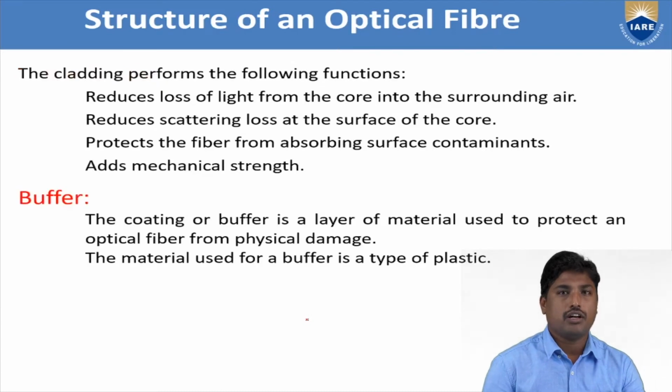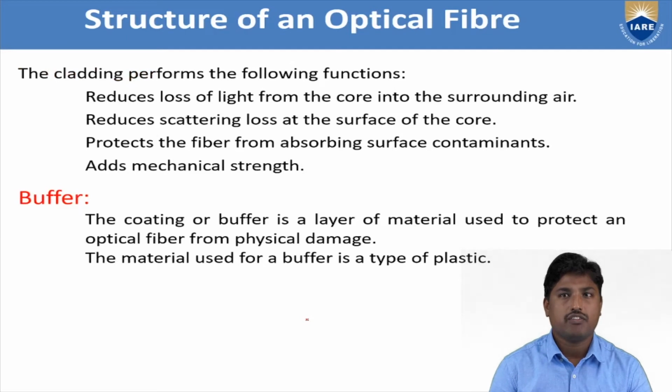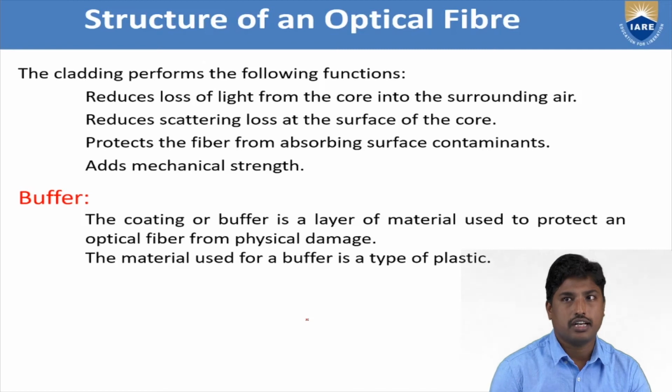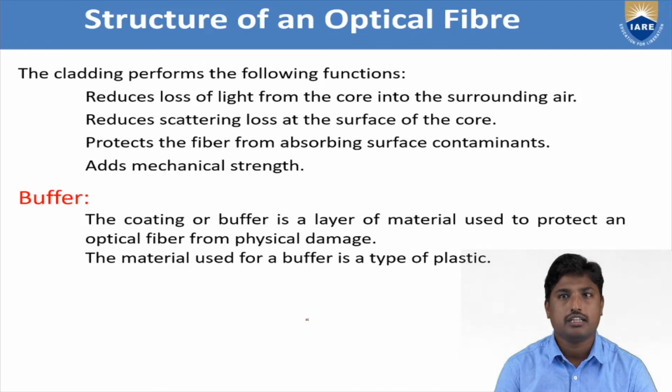Then it performs the following functions. This cladding performs some functions here. The first thing is it reduces the loss of light, reduces the scattering loss, and protects the fiber from absorbing surface contaminants. The last thing is it adds mechanical strength. Mainly it reduces loss and it provides mechanical strength to the core material.